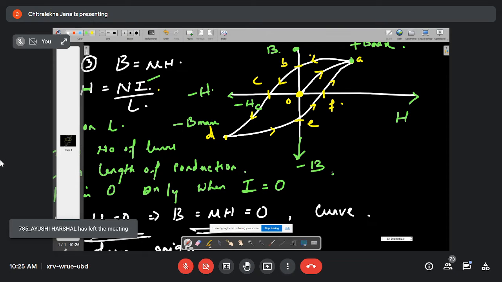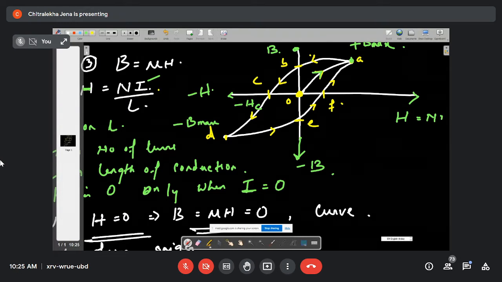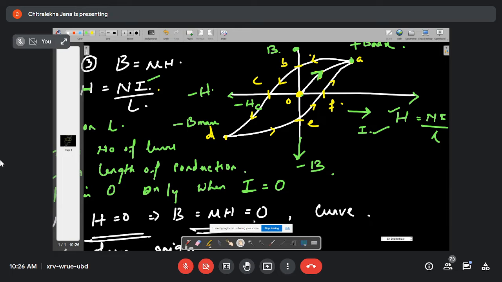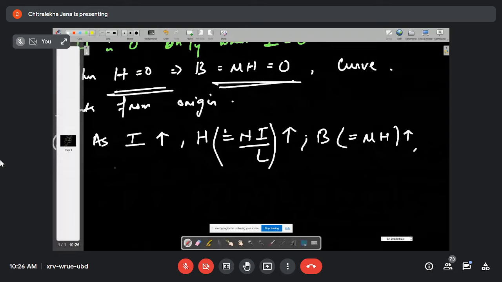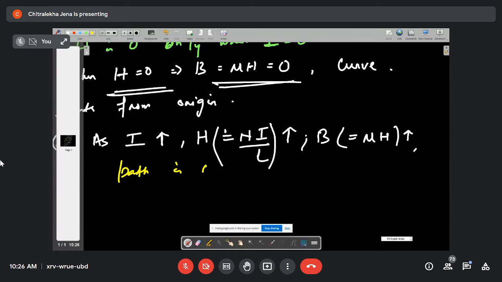Now here you see, as I'm increasing the current, H is equal to what? Ni divided by L. So as the current is increasing, what happens to my B? From the second point, B is increasing, because when I am increasing the current, H is increasing, so B is increasing. So the path will be shown by which one? OA. Am I clear to all of you? Yes, ma'am. The path is OA. Clear? All of you are clear?